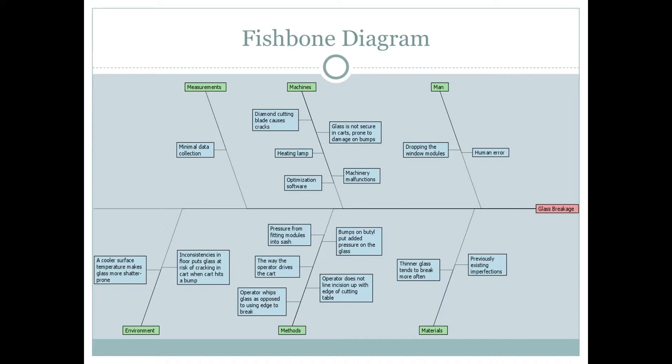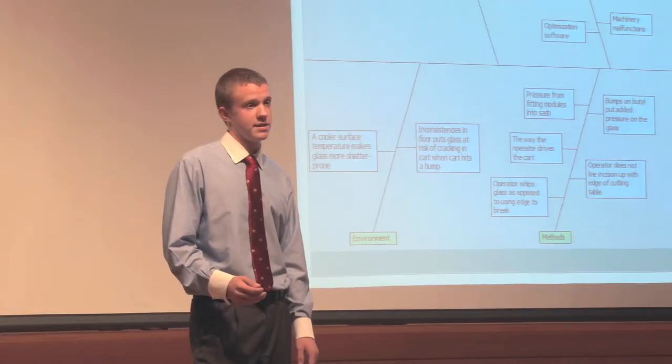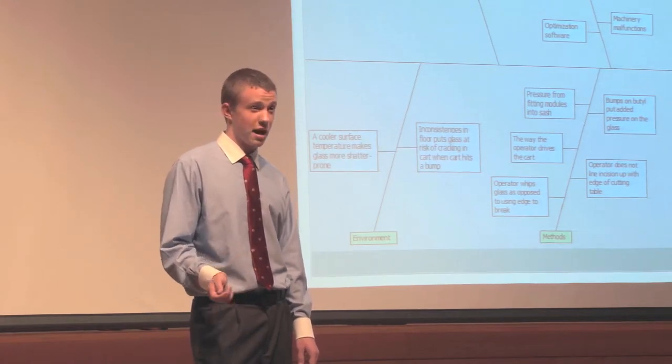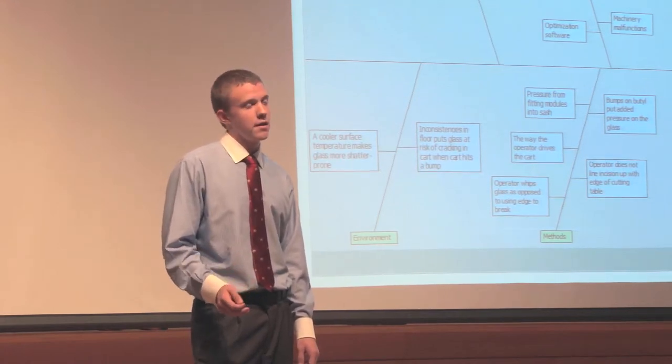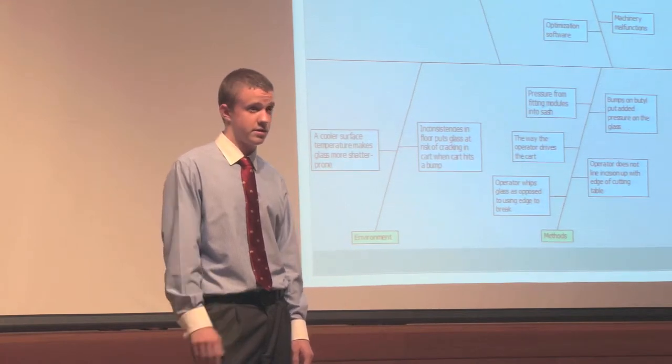Another problem is during butyl application. Since the butyl application isn't metered, it's difficult to get an even coating, so any bumps in the coating will put additional pressure on the glass later on when it's in the actual frame. Then finally, during the assembly process, when the window module is put into the sash and then side supports are hammered in to support the window, there's contact between the hammer and the window oftentimes, which is introducing force to the glass.